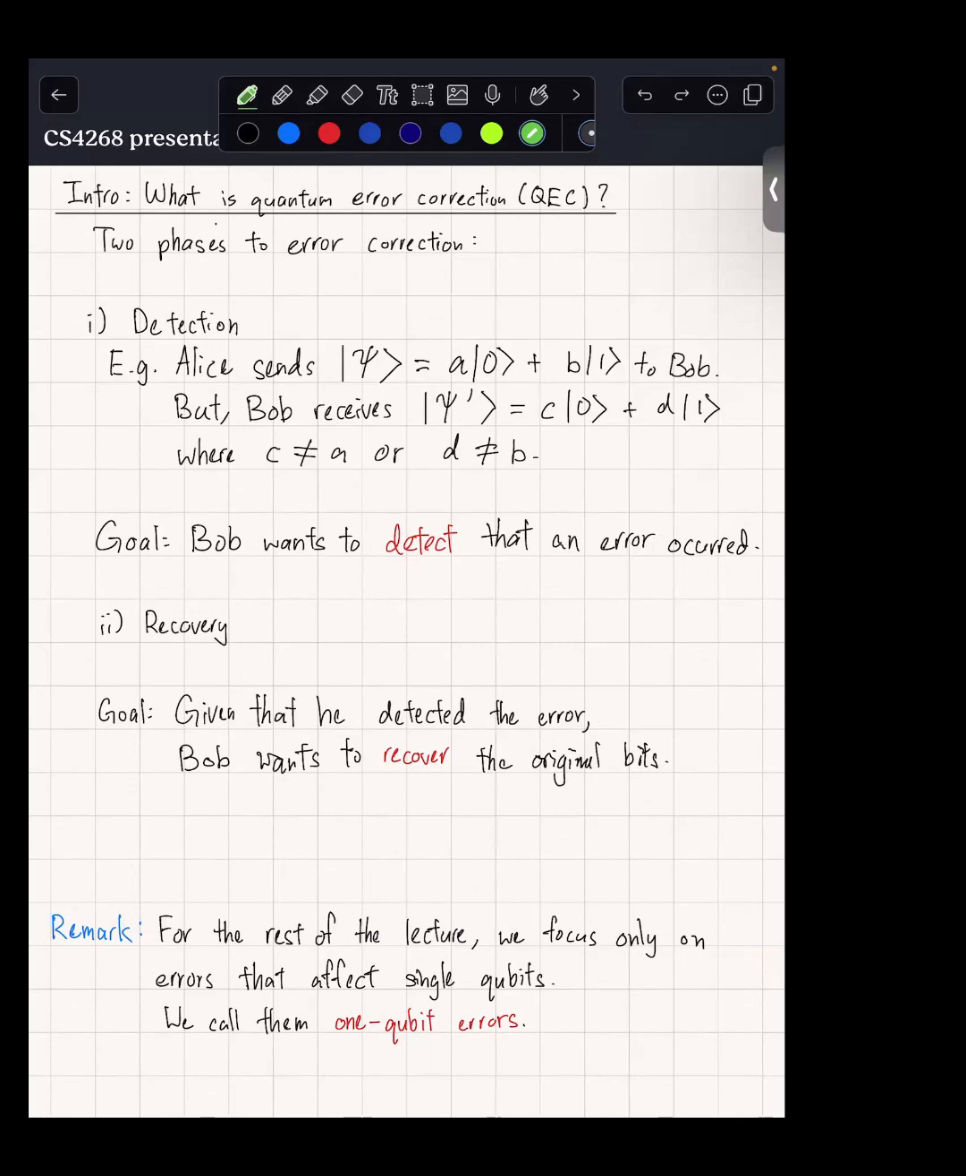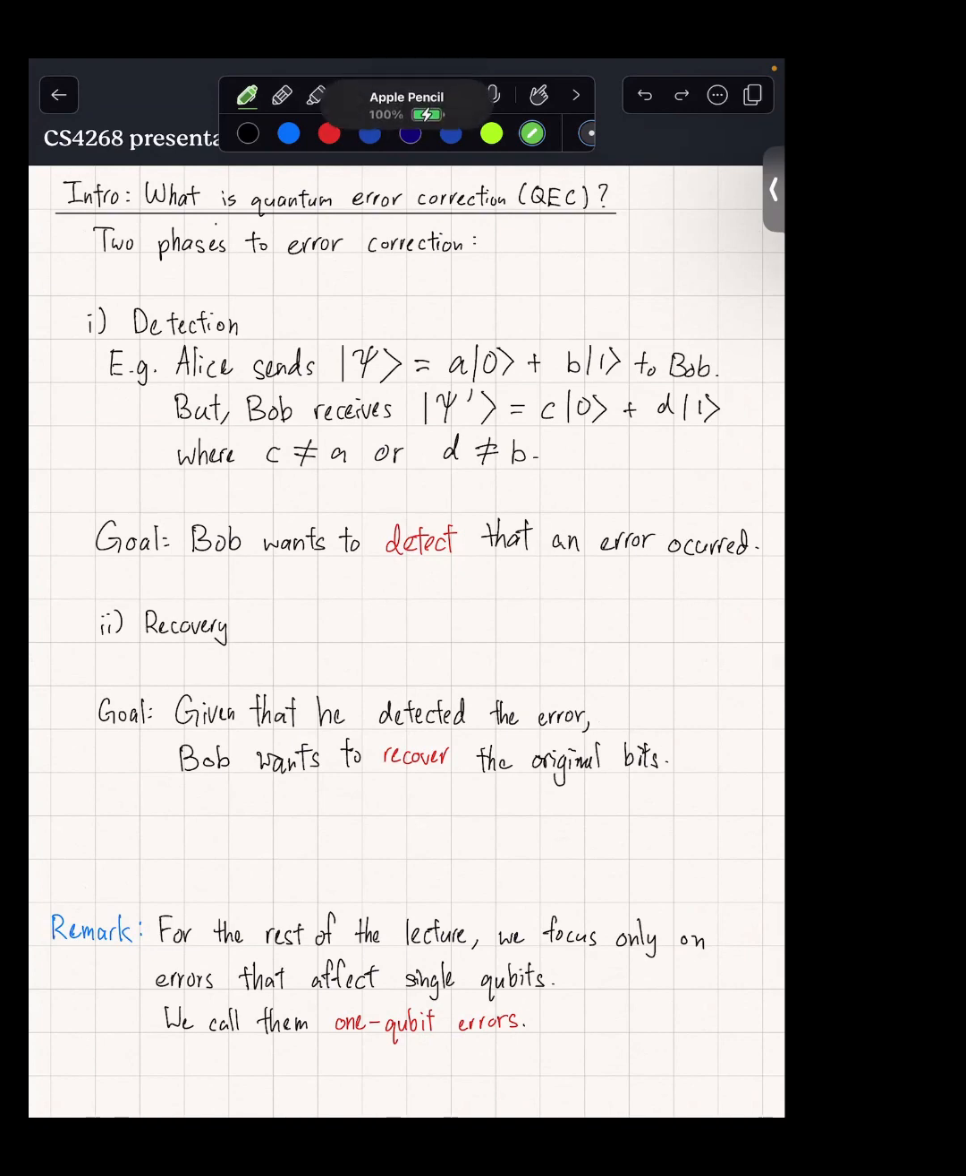Hi, for this mini lecture, Dexter and I will be presenting on quantum error correction, or QEC for short. To start off, let me explain what is error correction. So in general, there are two phases to error correction or quantum error correction. The first phase is detection.